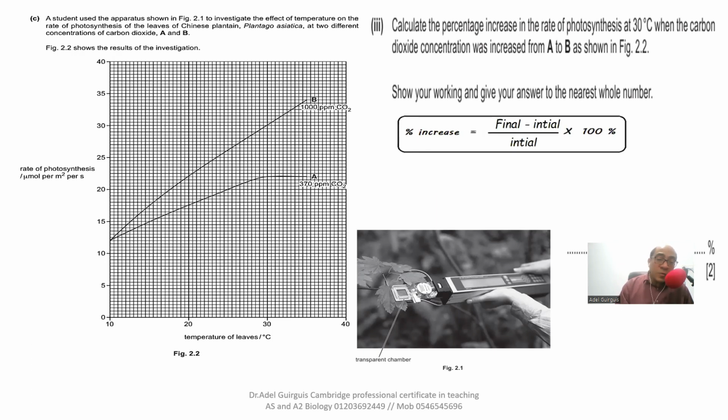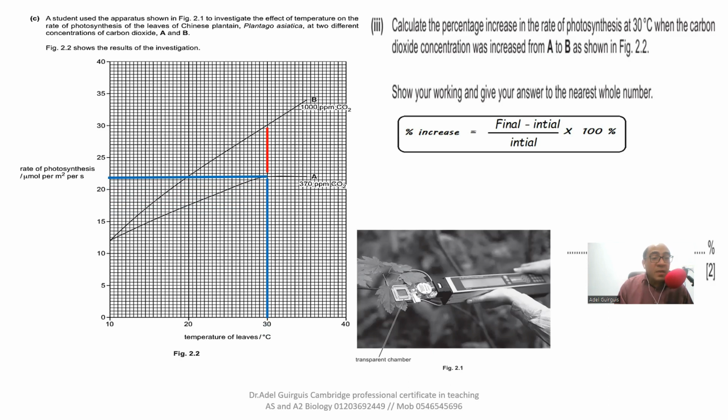Also percentage increase: final minus initial, divided by initial, times 100. It's okay? Here at 30 Celsius on the x-axis, we extend our ruler to hit A at this point, then hit B at this point. Then at A, we have to measure the rate of photosynthesis in micromole per square meter per second. This rate, okay? Rate means something over time.